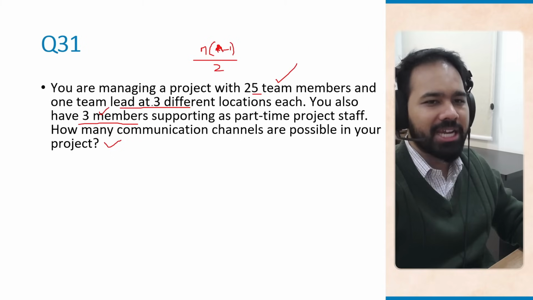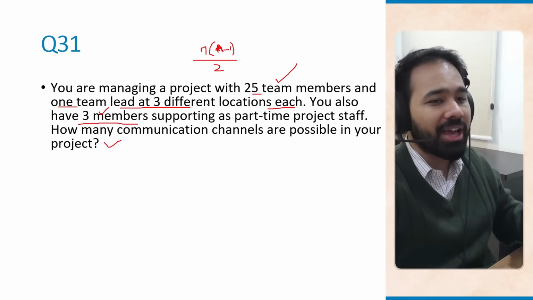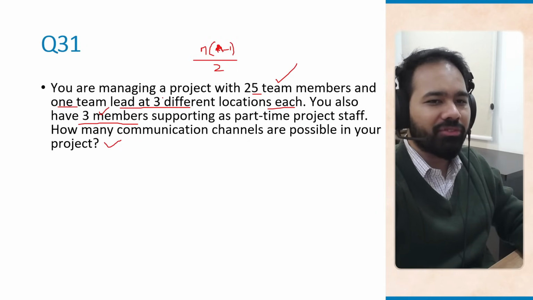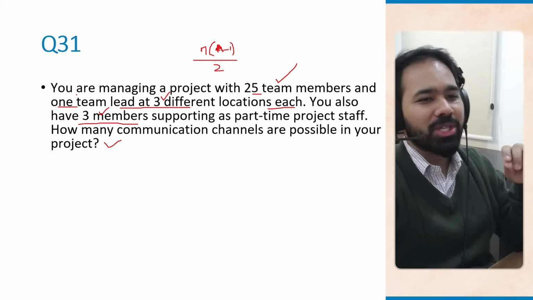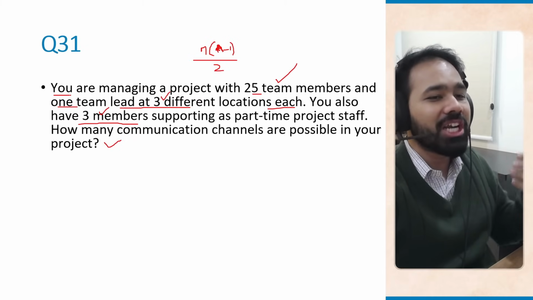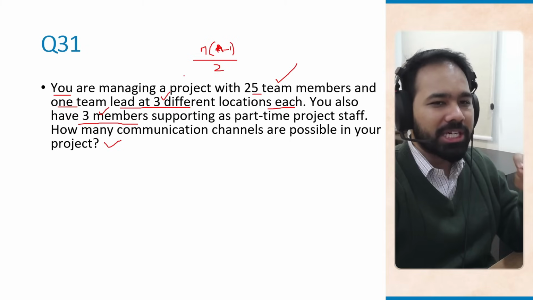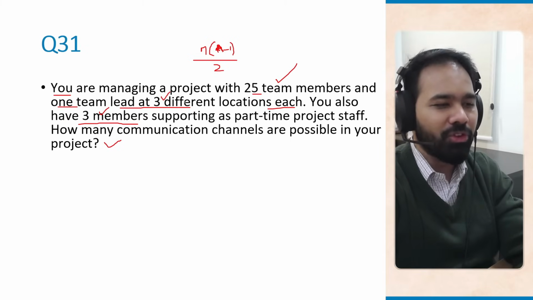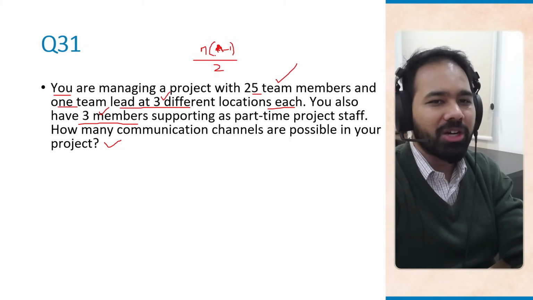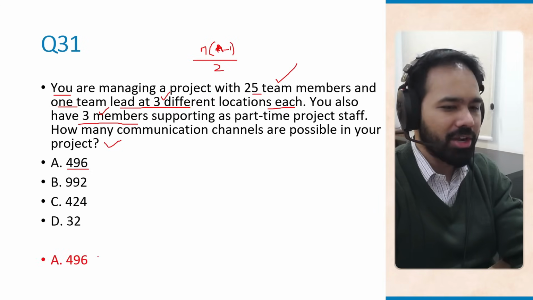So you have 28. Then you have one team lead, but at three different locations each. That means you have three team leads. So this means you have 31 project team members. Now that's the catch here, because it says you are managing a project. So you are the project manager and you should be counting yourself too. So the total number of project team members is 32. So if you do 32 multiplied by 31 divided by 2, you get 496, which is option A, and that is the correct answer, 496.